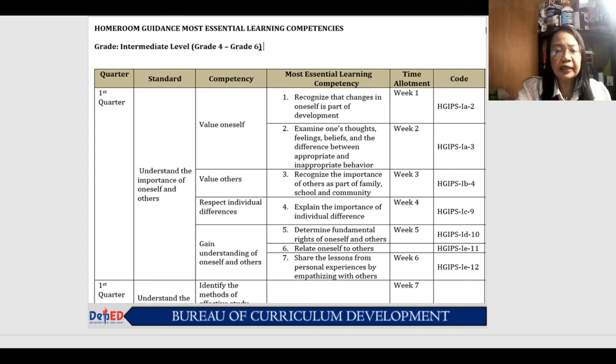For respect for individual differences, the most essential learning competency is to explain the importance of individual differences. And to gain understanding of oneself and others, the most essential learning competency is to determine the fundamental rights of oneself and others, relate oneself to others, and share the lesson from personal experiences by empathizing with others.